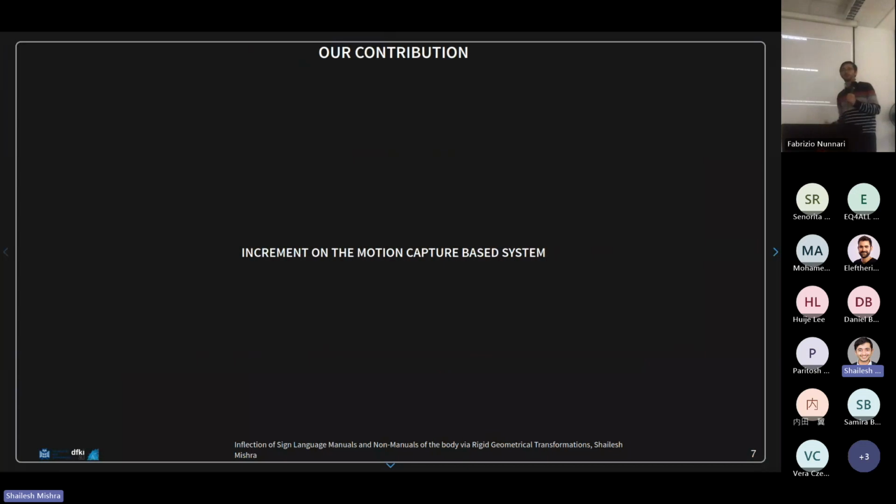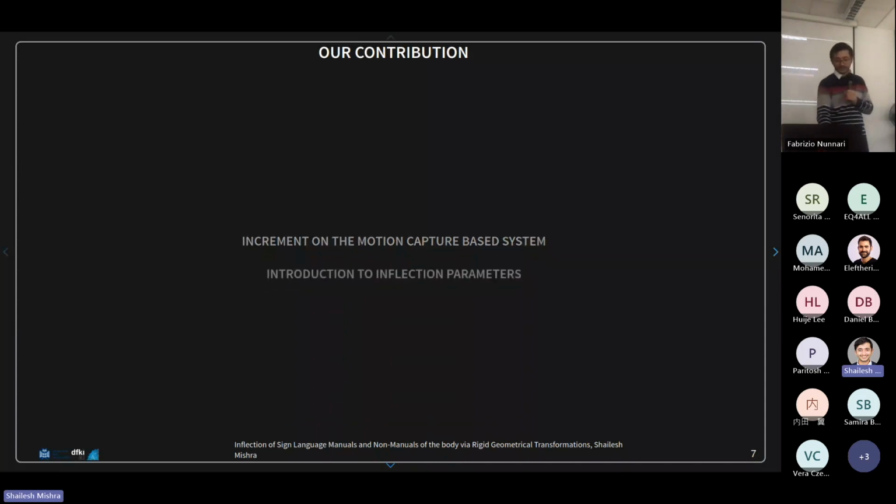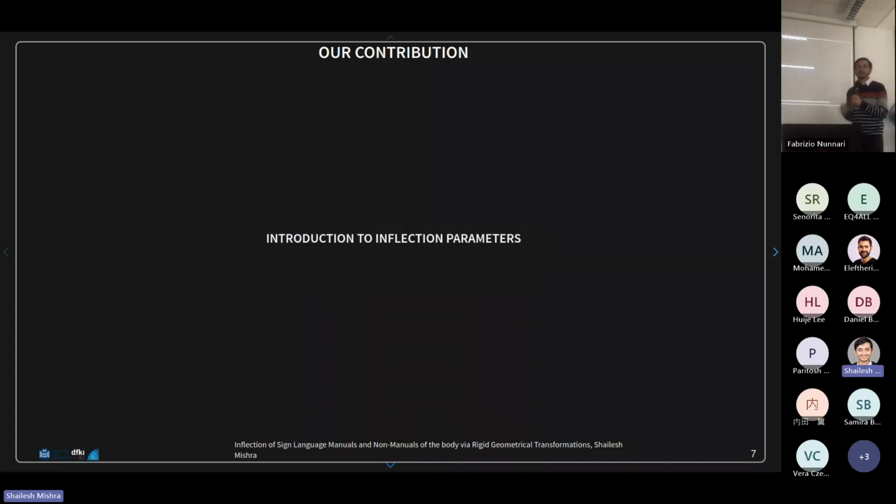Now we want to get into our contribution. So what is our contribution? We are going to focus on creating a system that augments the motion capture system. That is, we want to enhance the motion capture based system. And how are we going to do that? It's simple, by introducing something called inflection parameters.